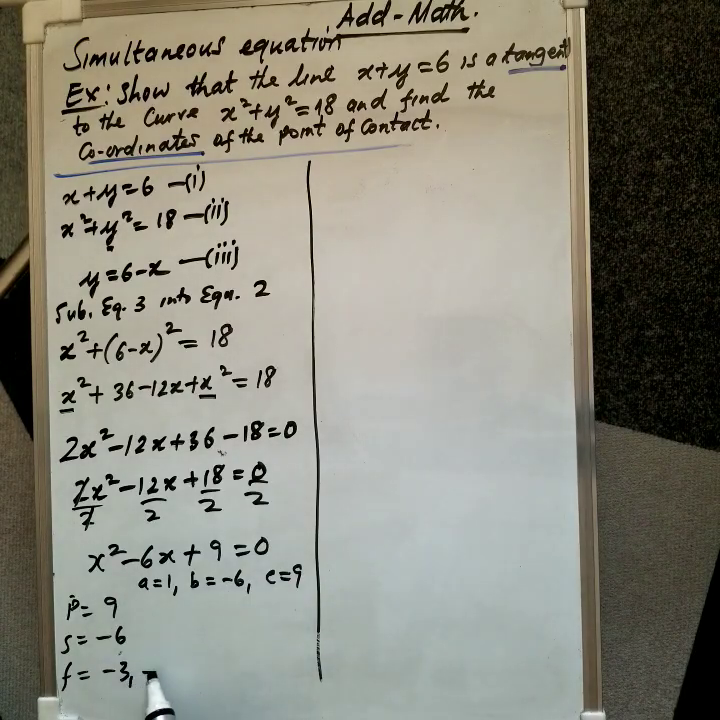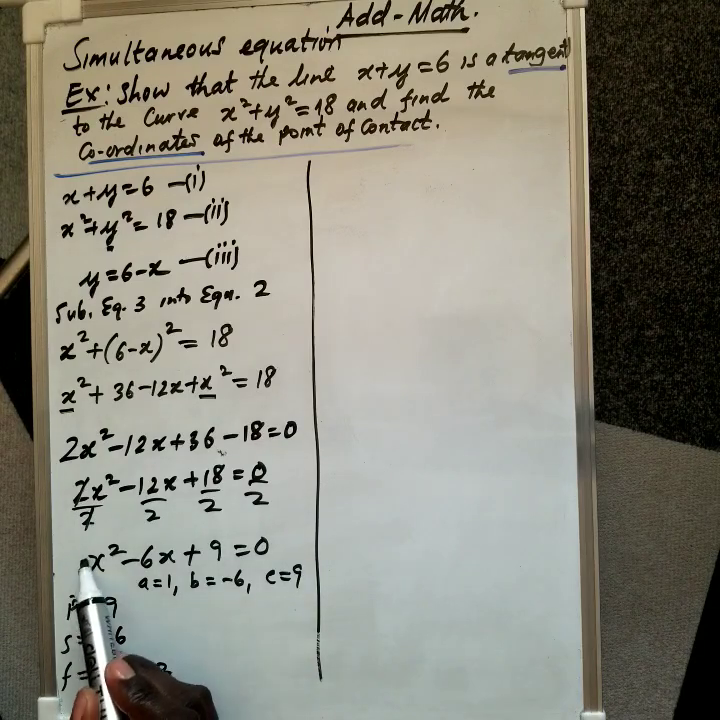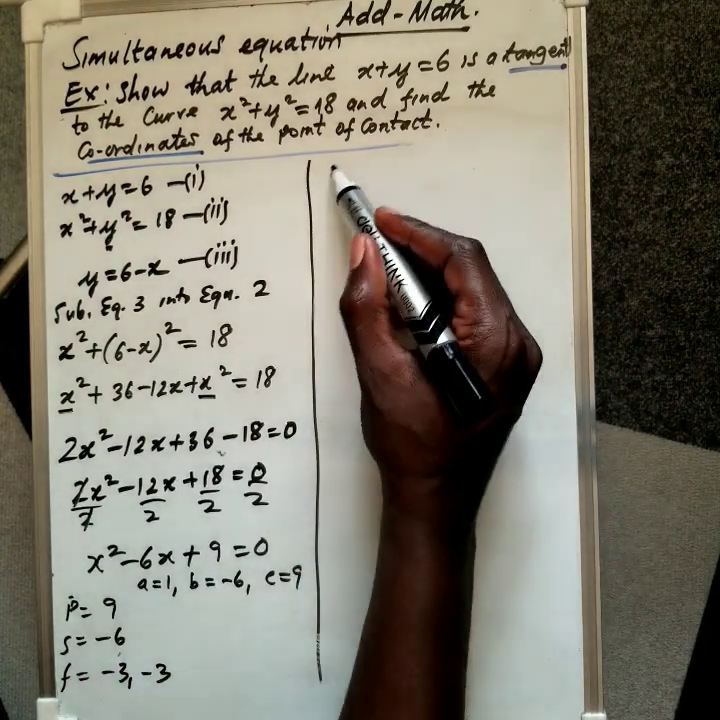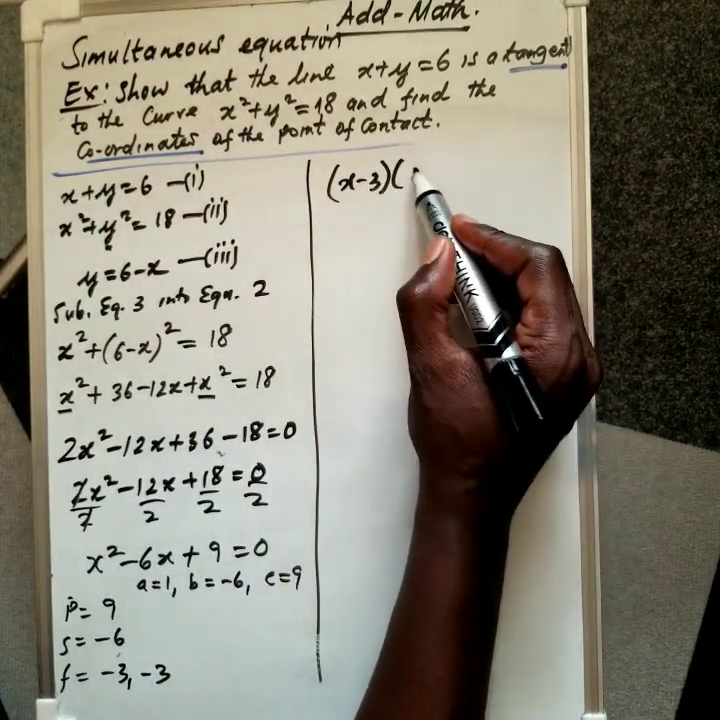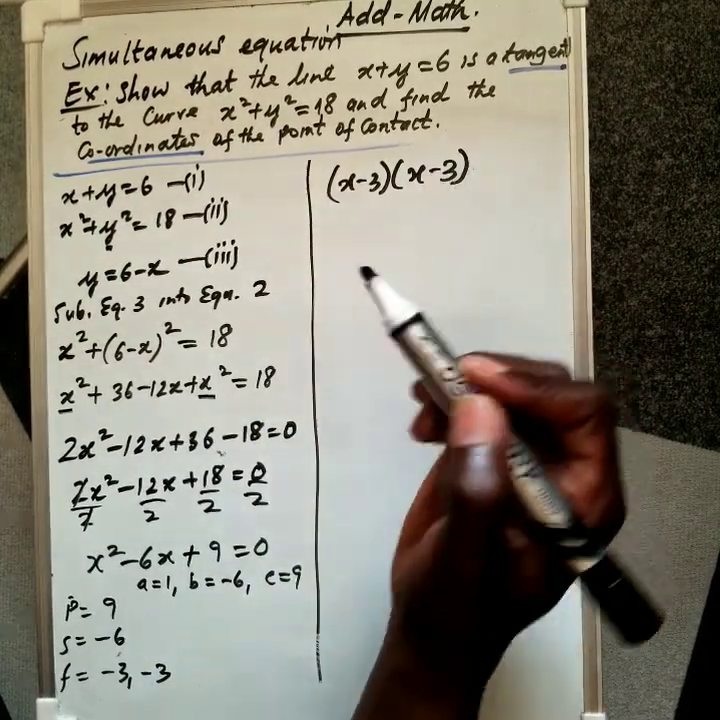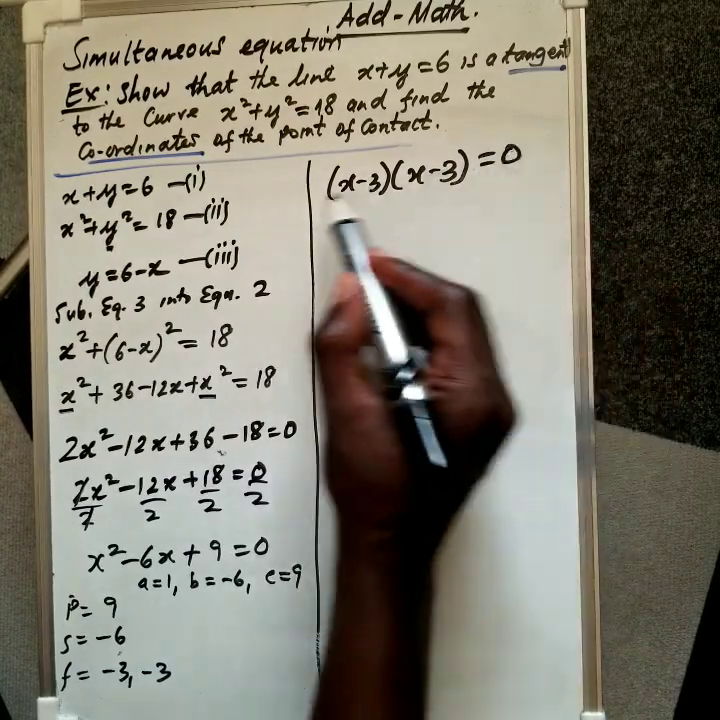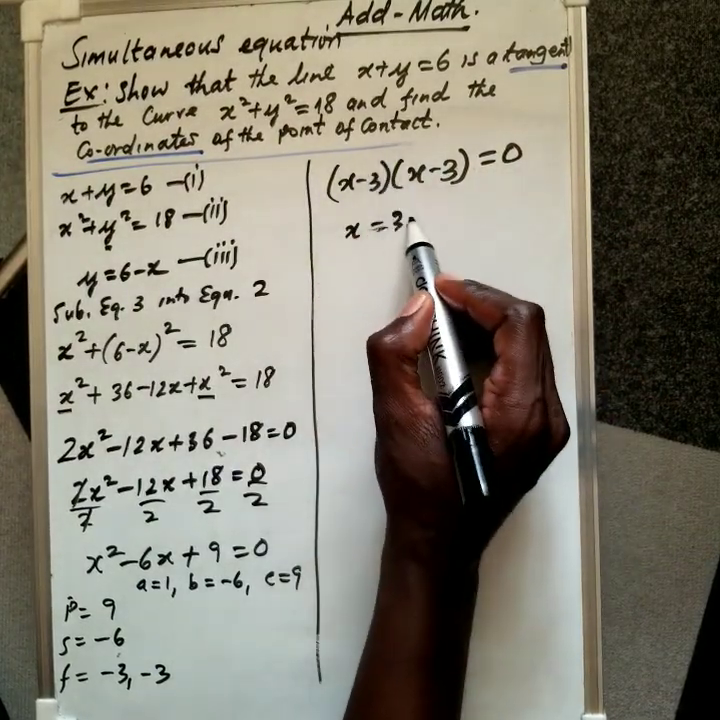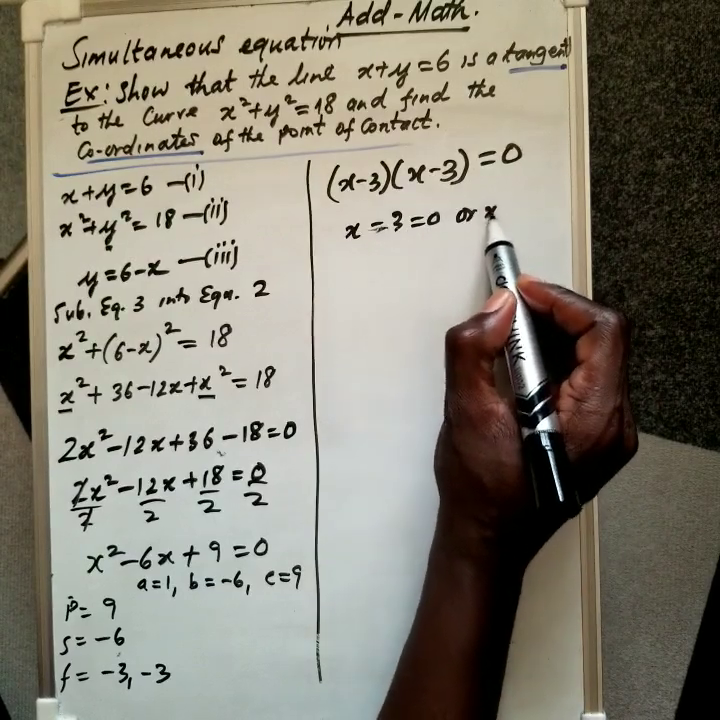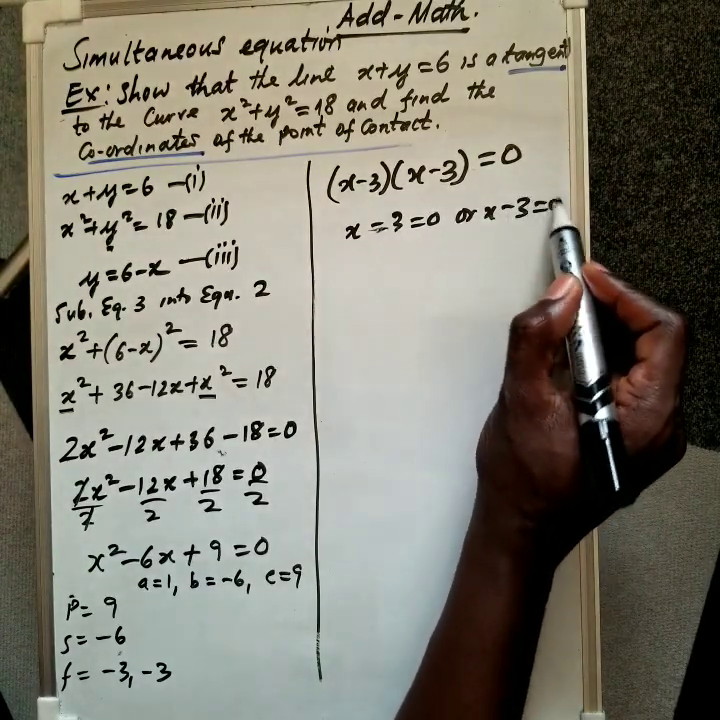It's -3 and -3. Now, if you remember from my previous video, if the coefficient of x squared is 1, you don't need to waste time. Just get these factors and say x minus 3 and again x minus 3, which is equal to 0. So let's equate each bracket to 0. X minus 3 is equal to 0, or x minus 3 is equal to 0.